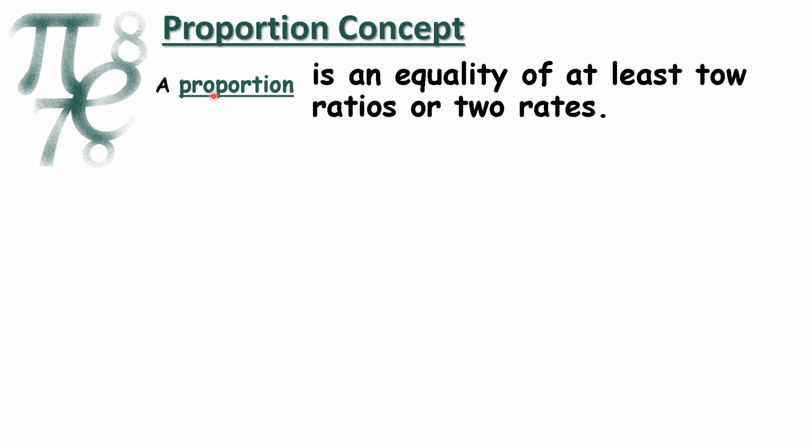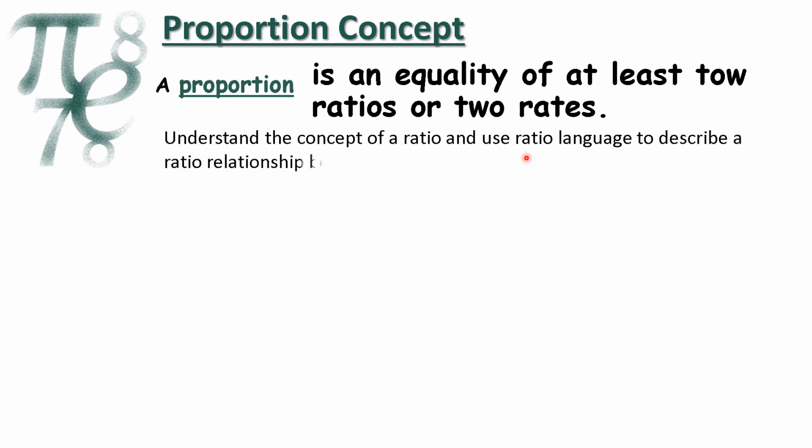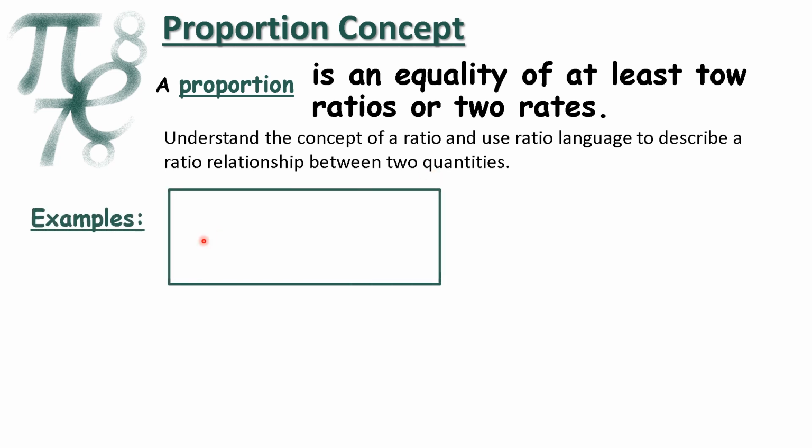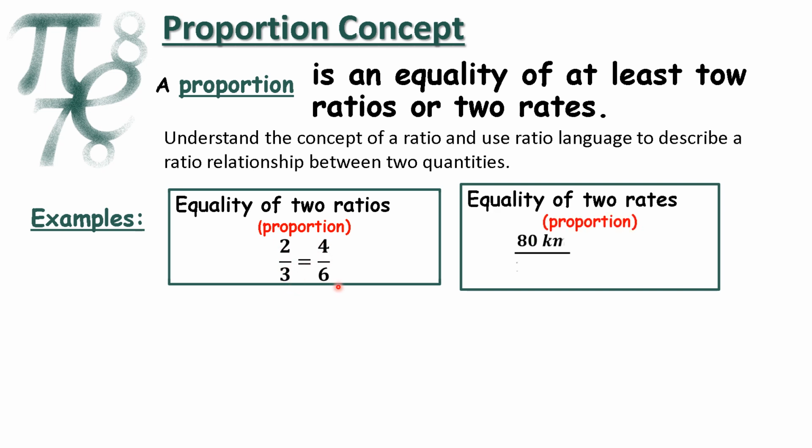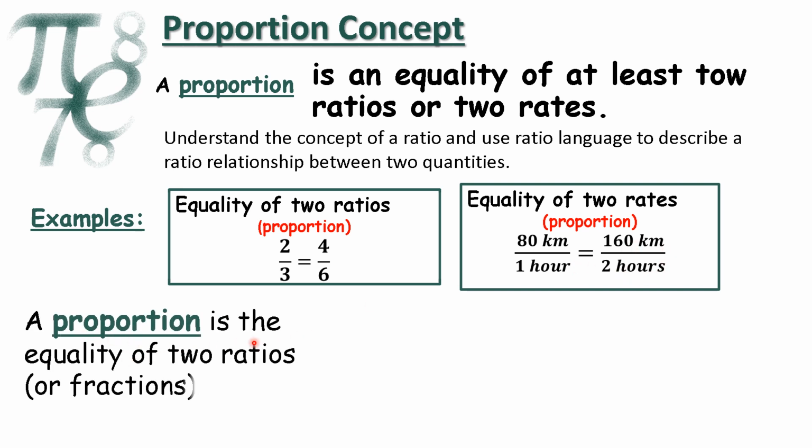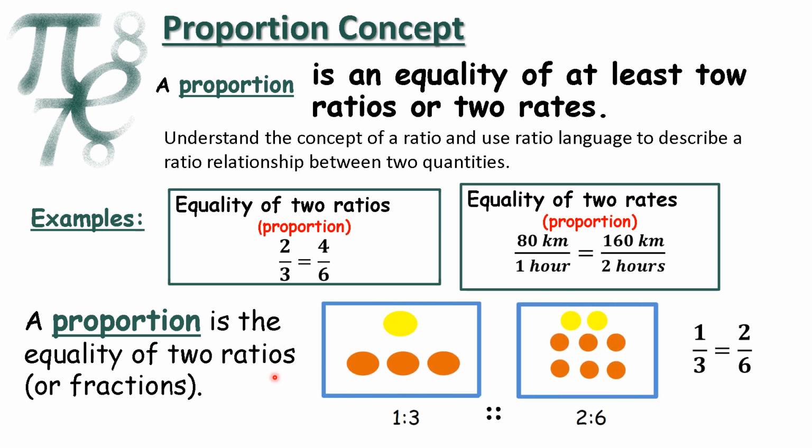Proportion concept. A proportion is an equality of at least two ratios or two rates. Understand the concept of a ratio and use ratio language to describe a ratio relationship between two quantities. For example, equality of two ratios: 2/3 equals 4/6. Equality of two rates: 80 km over 1 hour equals 160 km over 2 hours. A proportion is the equality of two ratios or fractions.